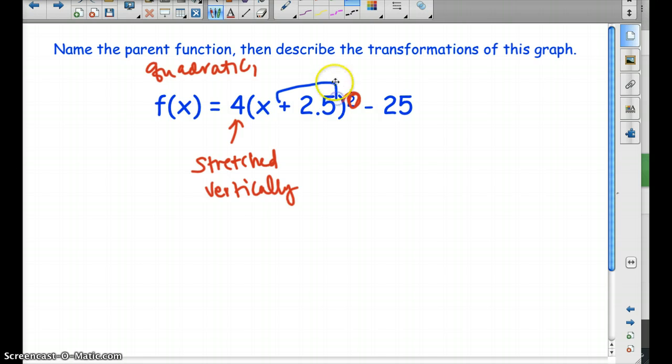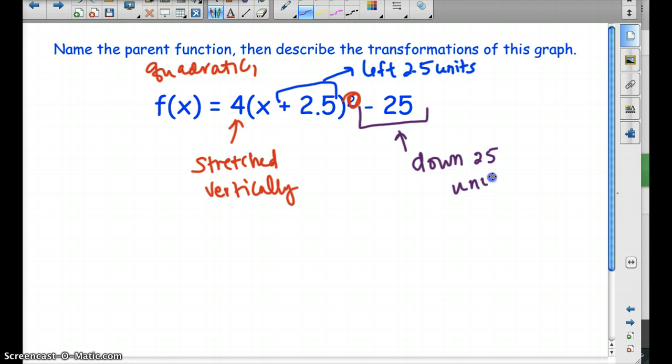Now we have plus 2.5. Remember, it's the opposite of what you think it's going to be. Since it's on the inside of our function, inside the parentheses, it's going to move to the left 2.5 units. And then we are subtracting 25 on the outside of the function. So subtracting is just how we think it is. Our graph is going to go down 25 units.